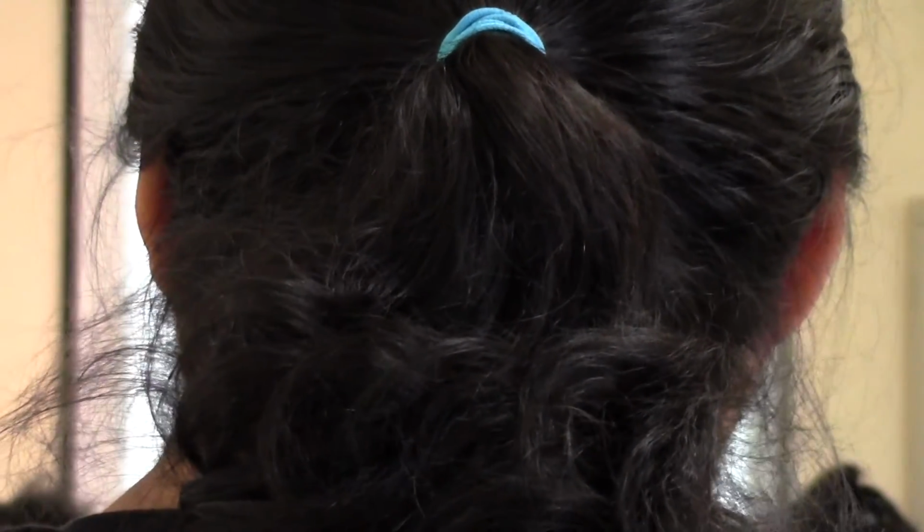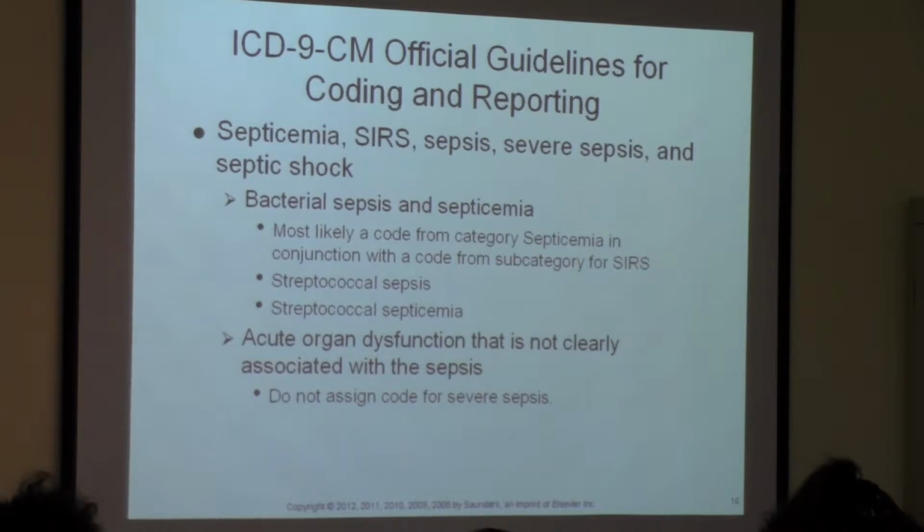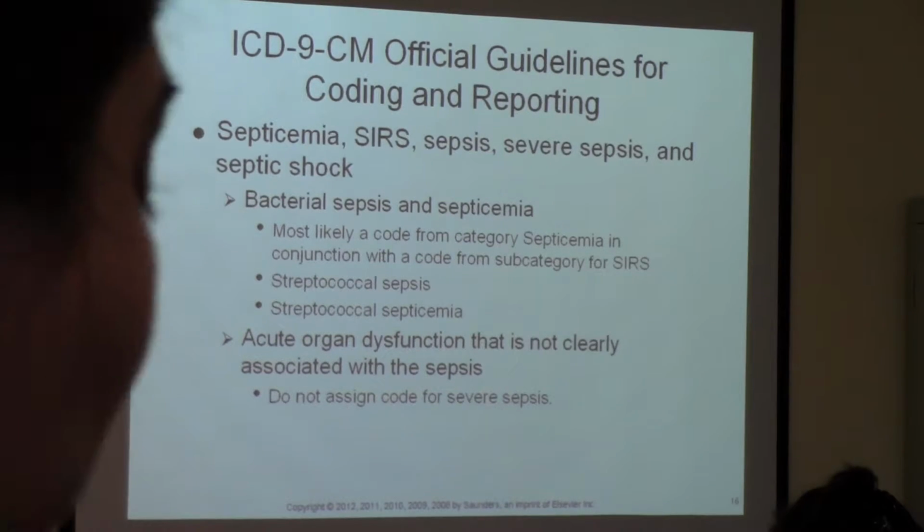All right, bacterial sepsis and septicemia: most likely a code from category septicemia in conjunction with the code from category SIRS. So when you have septicemia, basically they're just saying it's an infection. If you have a bacterial septicemia like streptococcal sepsis or streptococcal septicemia, you want to look for septicemia or sepsis and then look for streptococcal. It's still going to be SIRS as long as the body's reacting to it. Then you look for your 995.91 or 92. So sometimes your sepsis and septicemia will be more specific, so you can actually look for the streptococcal.